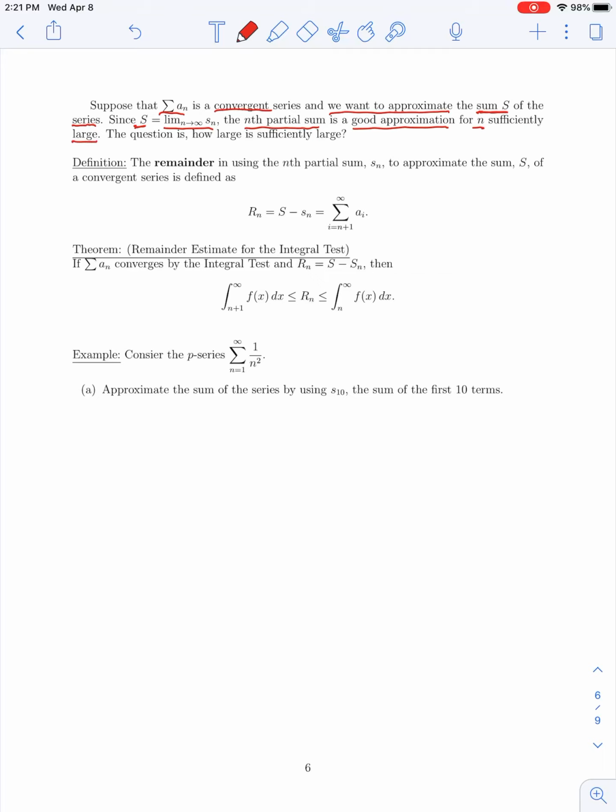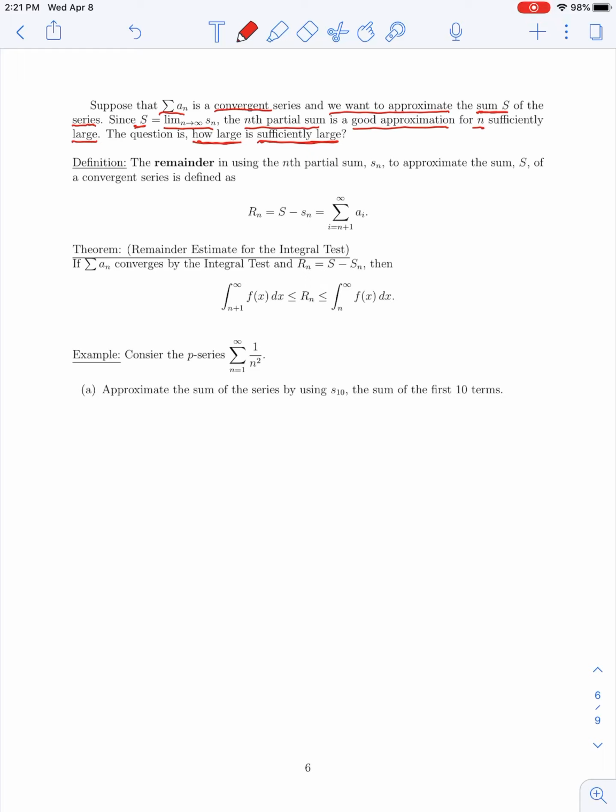So if I wanted the sum of my series, maybe I could look at the sum of, say, the first 10 terms, the first 100 terms, the first 1,000 terms, and use those partial sums as an approximation of the sum of the series. But the question is, well, how many terms do you need to get a good approximation? So how large is sufficiently large here? Is the first 10 terms enough, or do we need the first 1,000 or million terms?